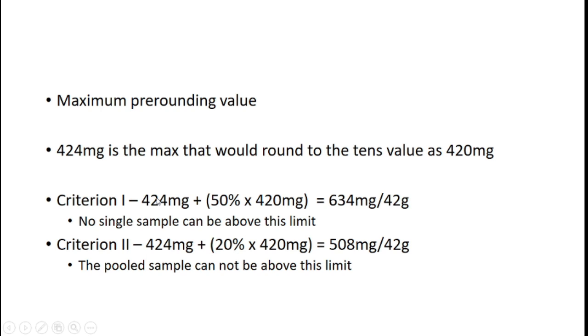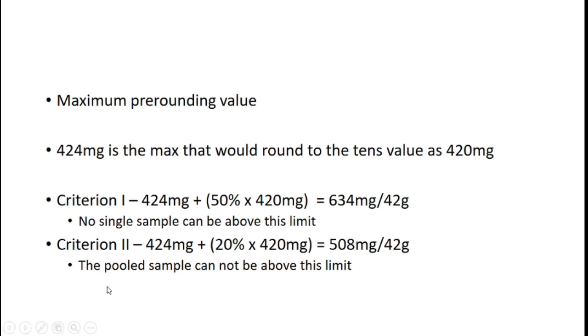So criterion number 1, 424 milligrams plus 50% of the declared value. So 50%, 0.5 times 420 plus 424 equals 634 milligrams. That is our criterion 1 sampling limit. So no single sample can be above this limit in that pooled group of 12.